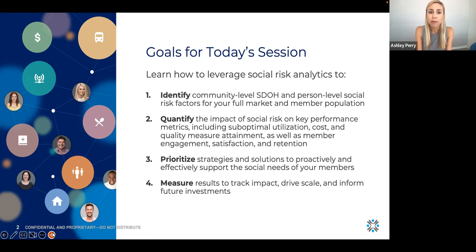And then the fourth and final piece, which is really important, is to be able to measure results, to be able to track impact and make more informed decisions about investments that you make in social care programs and partnerships going forward. So looking forward to diving into all of that with you this afternoon.